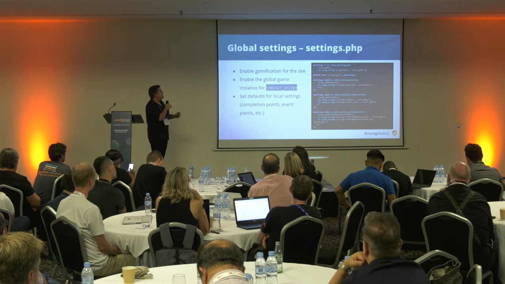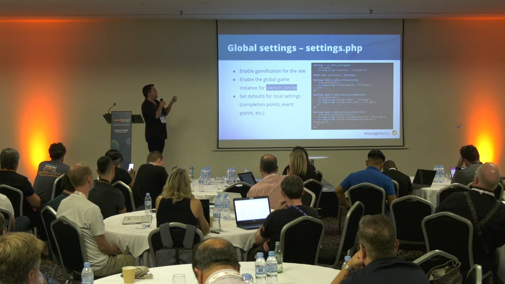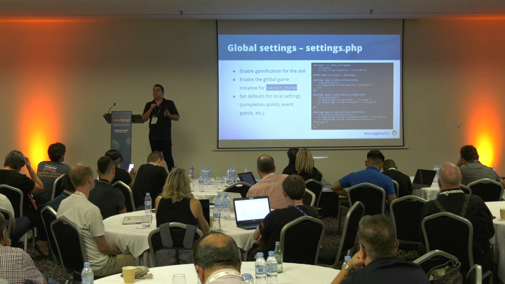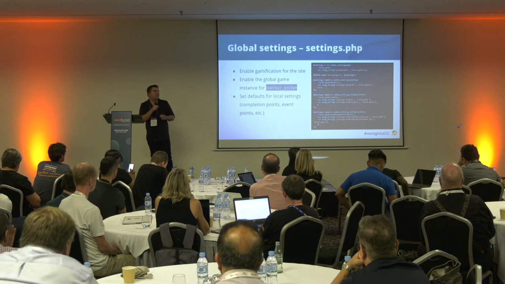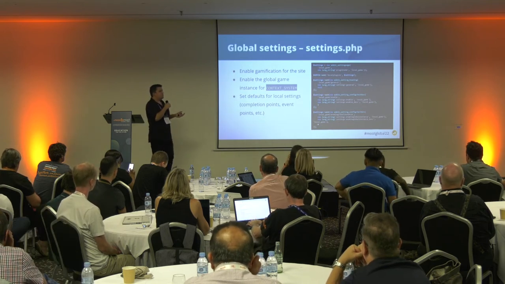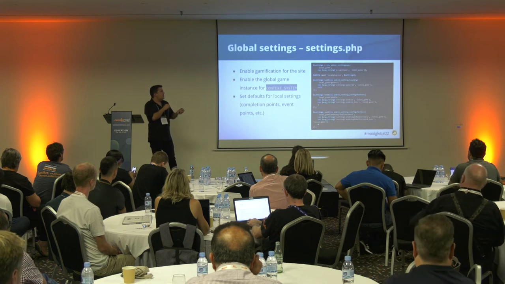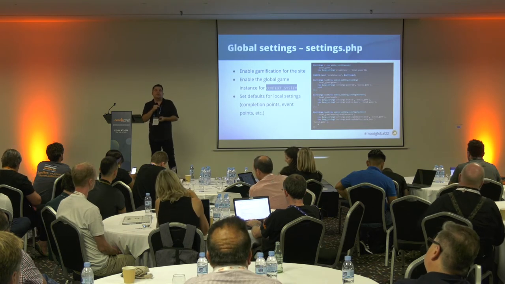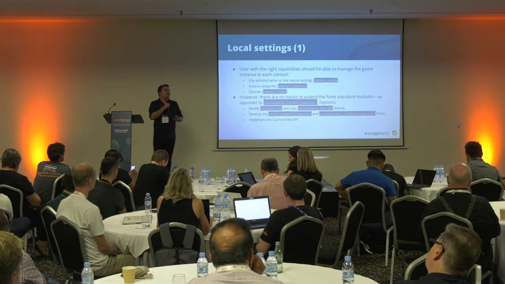So in this case, the settings PHP for the gamification subsystem allows enabling or disabling gamification for the whole site. It allows enabling the global game instance in context system. So you may have the gamification enabled for the site, but you don't want the whole site to play. It's two different states. And finally, the set defaults for local settings. So for example, if you add a new event, I will talk about that later, in a lower context instance, how many points by default it will award a certain action. Also, local settings for the context itself, especially when dealing with a course.